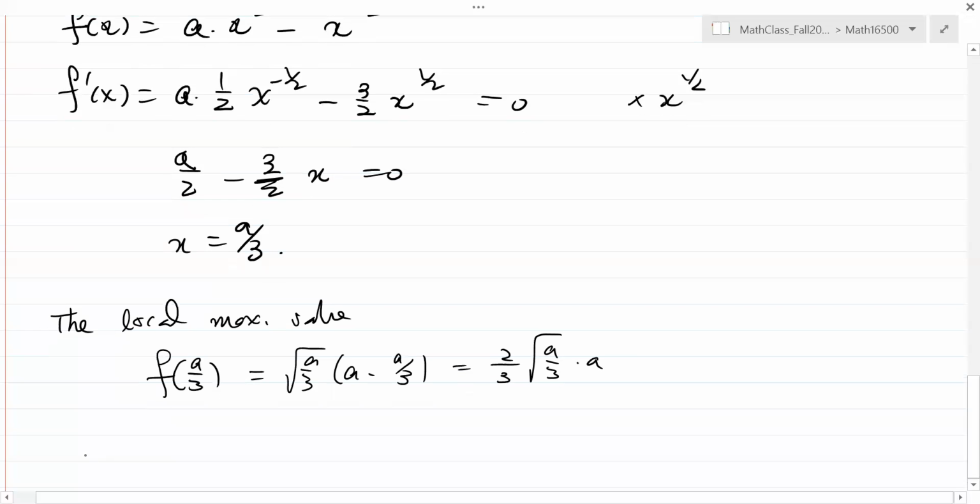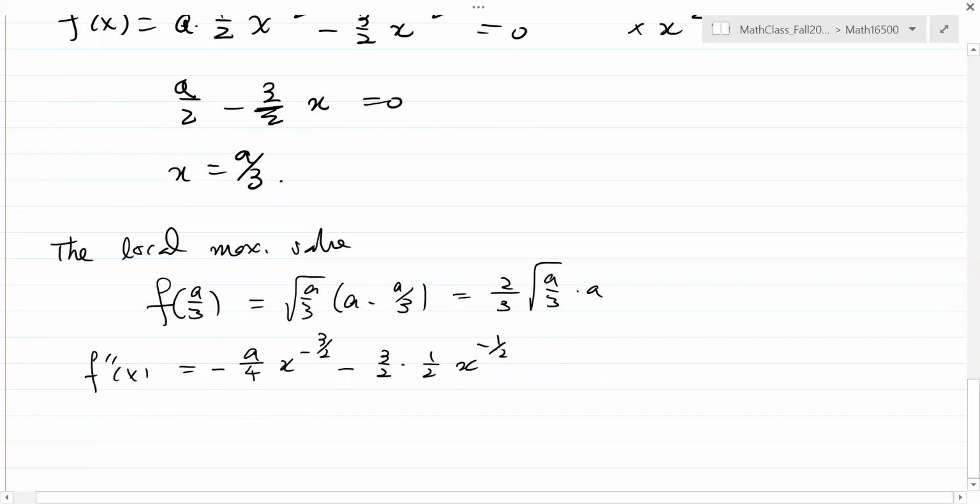So you have to find the second derivative of the function. The second derivative of the function here is negative a over 4 x to the negative 3 over 2, minus 3 over 2 x to the negative 1/2, right? I think it's always negative. Clear? Because every term is negative. So it's always negative. So that means the graph is concave down.